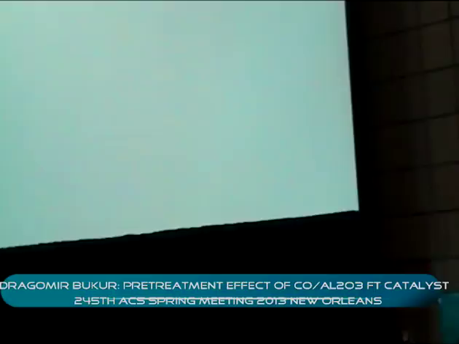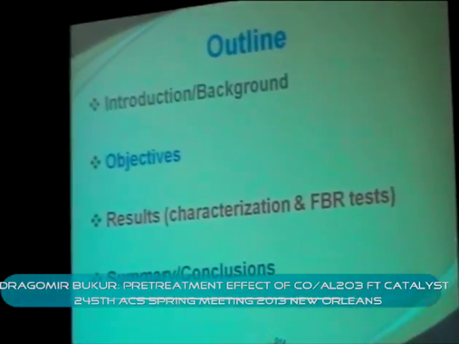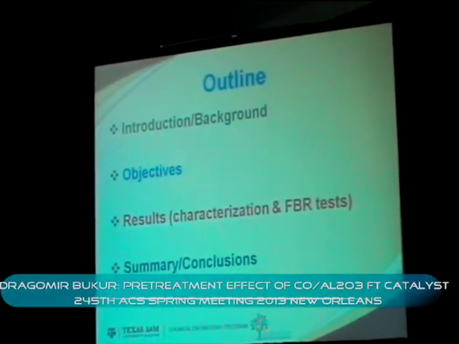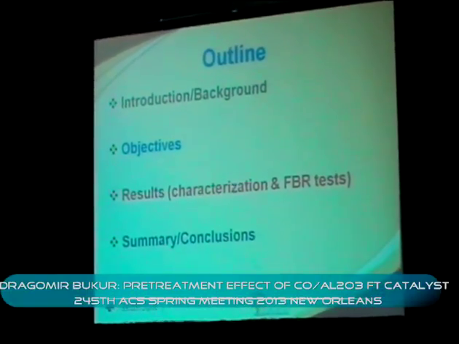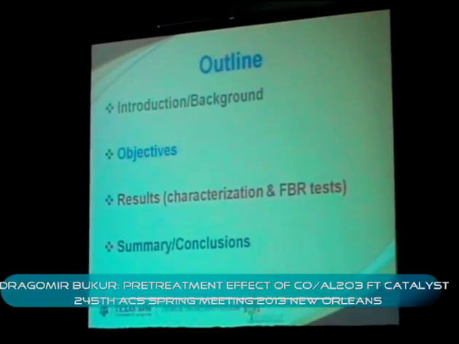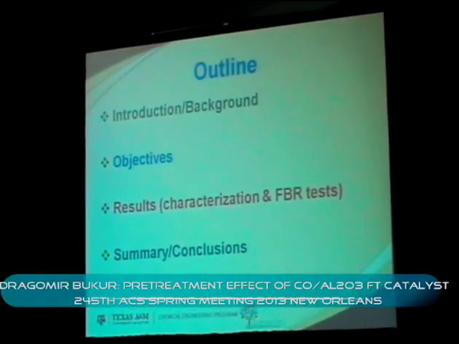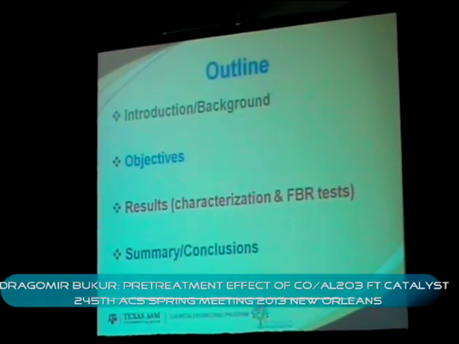So the topic is pretreatment effects that we did on cobalt. Briefly, I'll talk about some previous studies to give you proper background and our motivation to do that, and then what we try to achieve, and then I'll talk about results that include testing in a fixed bed reactor and some characterization work.